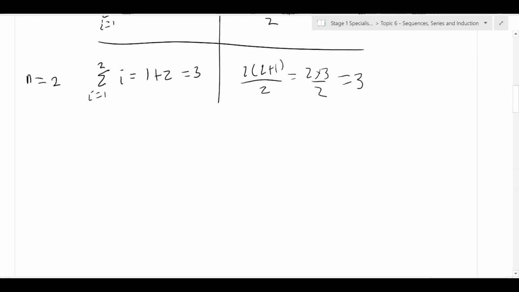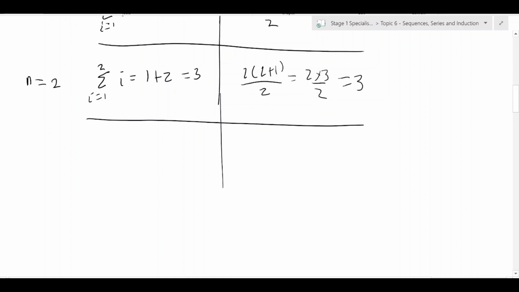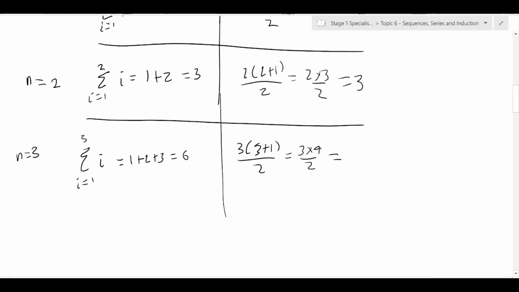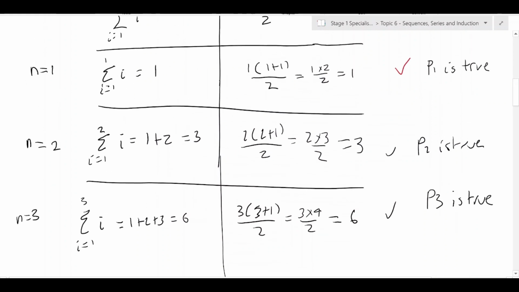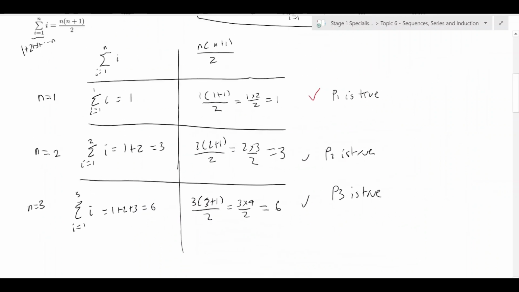I might just show one more so we have an example. n equals 3. So you've got i equals 1 to 3 of i, which is 1 plus 2 plus 3, which is 6. Then on the right hand side, you've got 3 times (3 plus 1) over 2, which is 3 times 4 over 2, which is 6. So yep, P2 is true, P3 is true.